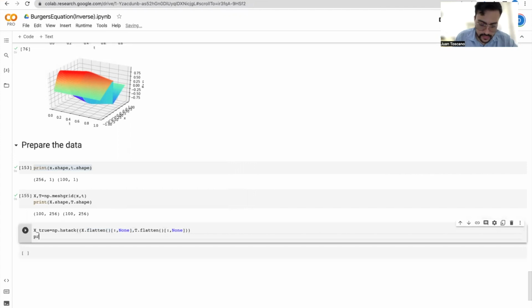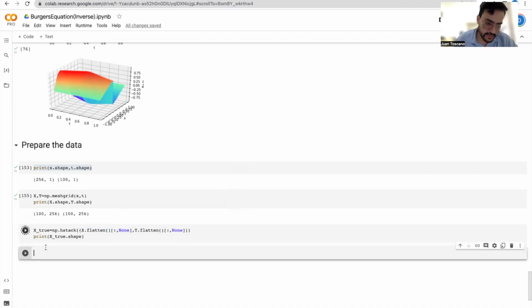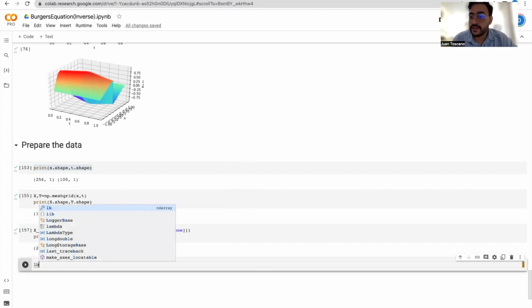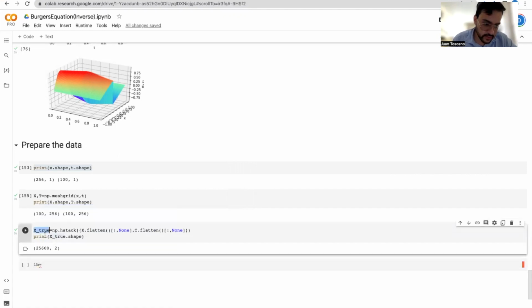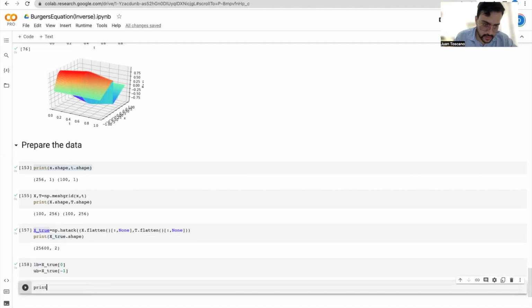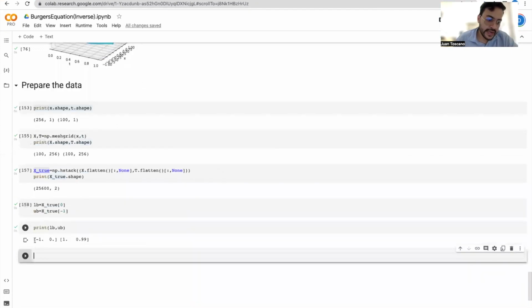And if we check the shape, we can see we have two vectors of 25,600 points each, which is good. The last thing we need to do is to compute the lower and the upper bound. Now that we have a single container, it's pretty easy because the only thing we have to do is to take the first value for the lower bound and the last value for the upper bound. Let's bring those results to see. Yeah, you can see that our X goes from -1 to 1 and our time goes from 0 to 1.